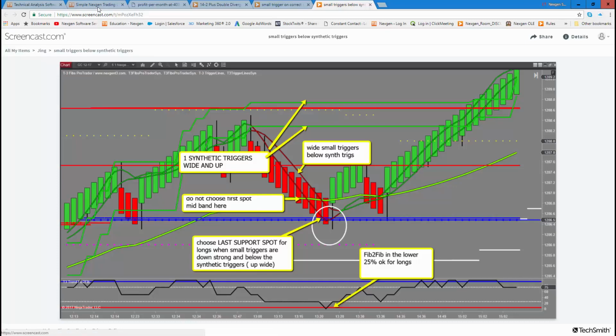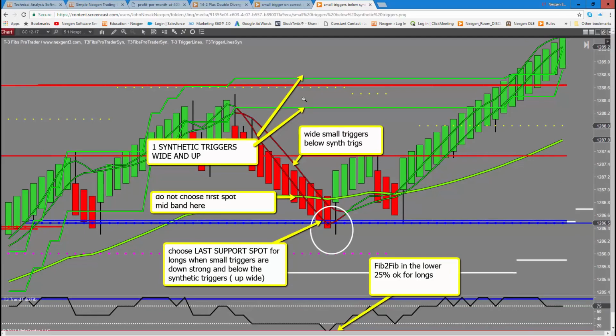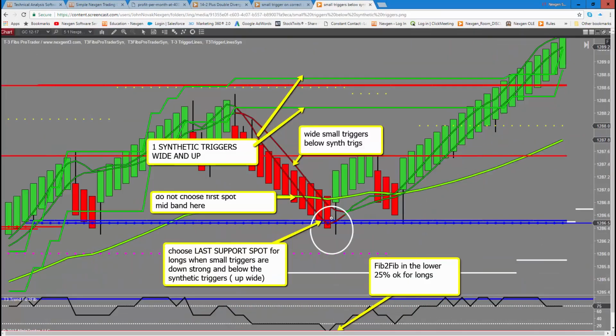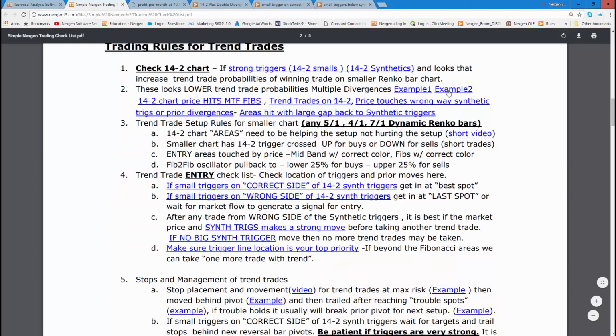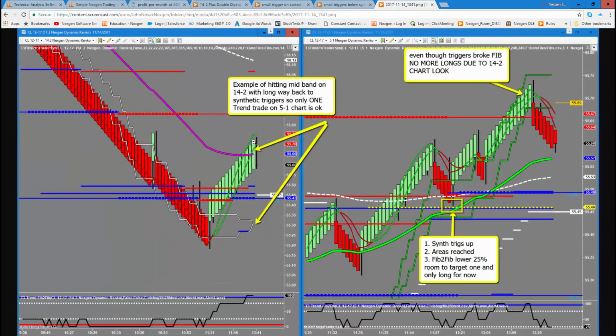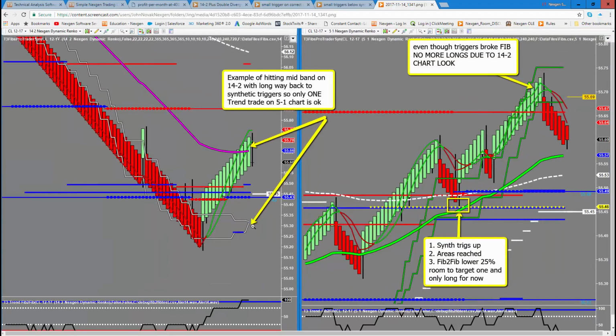So again, it's two things. Where are the small triggers located relative to your synthetic triggers? Are they helping or on the wrong side? Right side for longs, wrong side for longs. And then go back and add to it the divergences. And then make sure that you're not running into one of these big major things on your 14-2 chart that look like this. If you run into a resistance and you have a big gap, long trades, not that you can't take the first one, but it's the second one after that that usually ends up as a low probability.